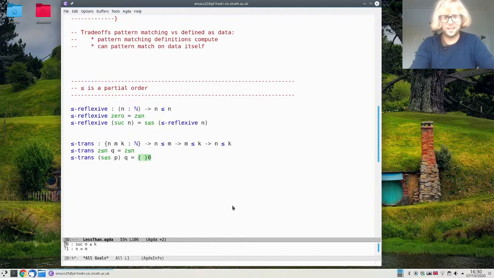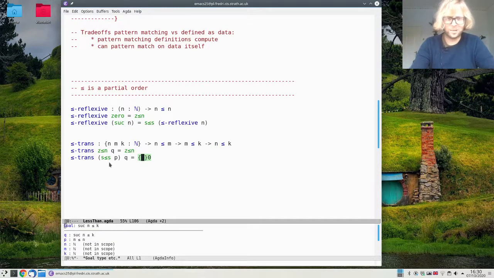On the other hand, if we're in this case where p was a successor smaller than successor, then we know that n must have been successor of n' for something, and m must have been successor of m' for some m'. So now we don't quite know how to produce this thing yet, right? But we can still pattern match on the q, and we see that q at the moment is a proof that successor of m is smaller than k.